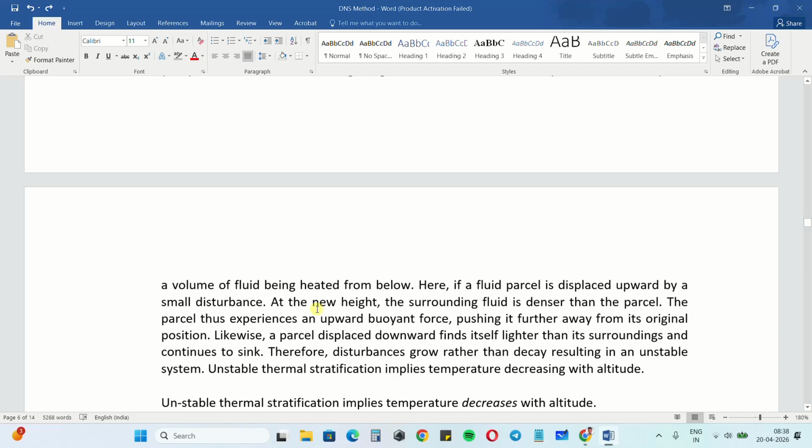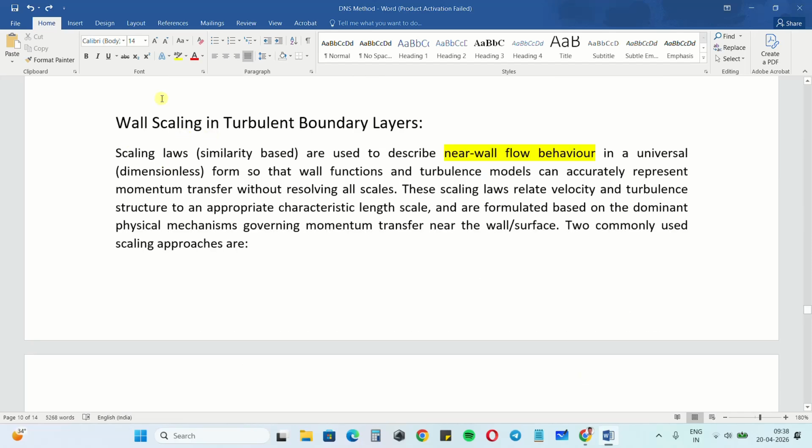The second concept that we want to talk about is wall scaling in turbulent boundary layers and how to model the near surface flow behavior. We have seen the use of wall functions to model the near wall flow behavior, and in order to have a better fit between the wall functions and the actual velocity or turbulent property profiles, we need to follow the proper scaling laws or similarity laws.